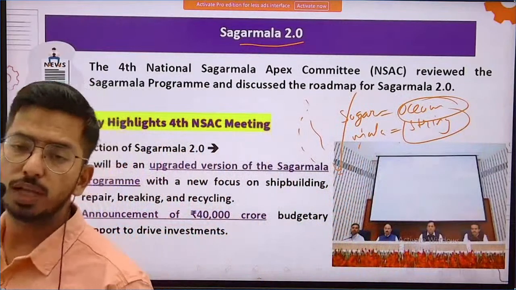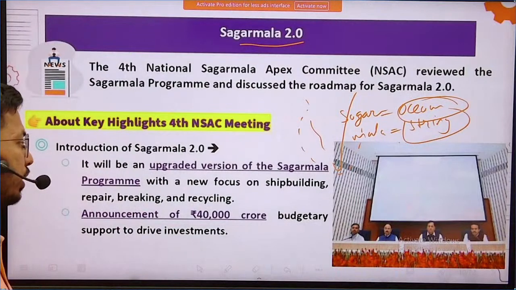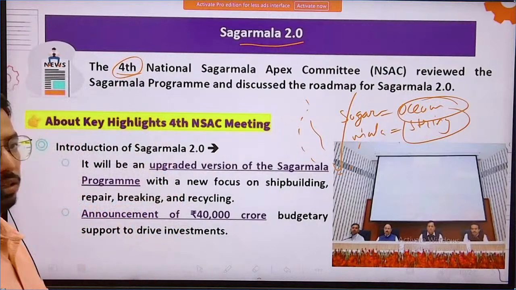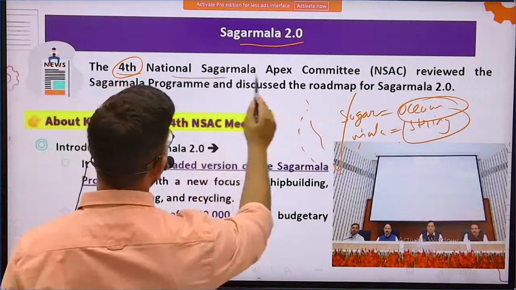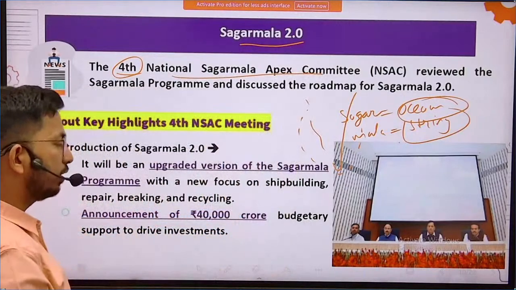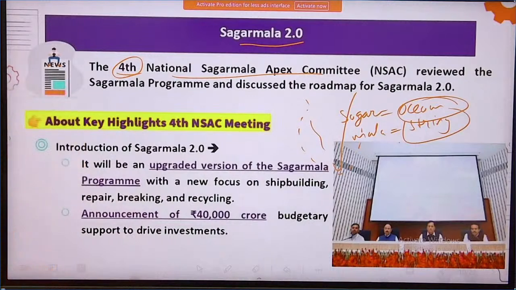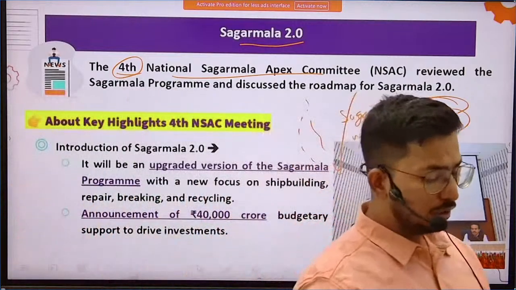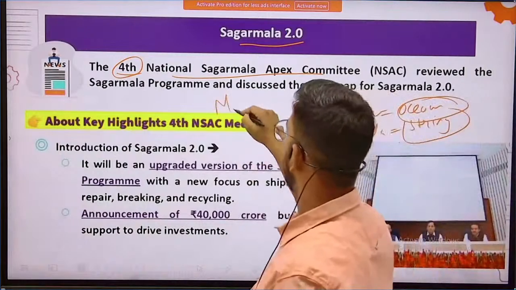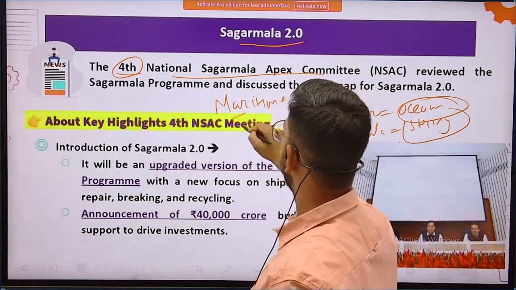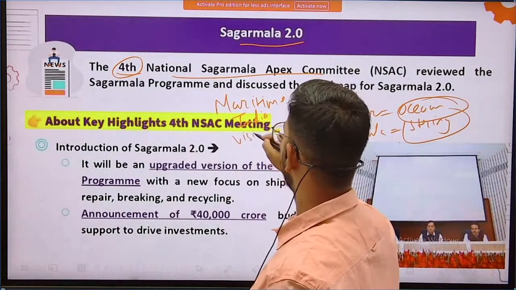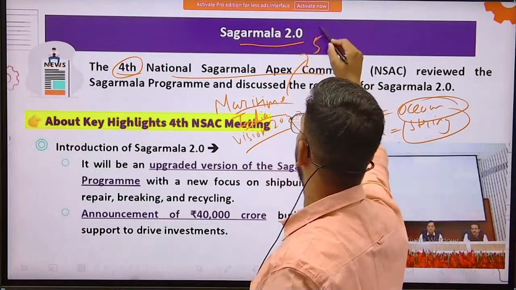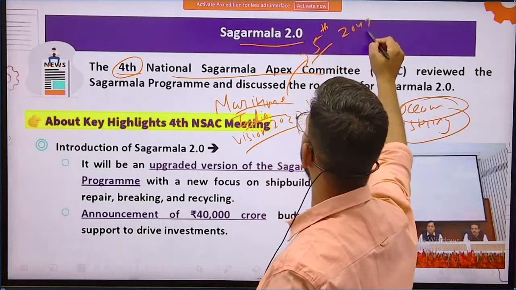So, if you look into the prelims nuances of this particular news, the apex body of this Sagarmala, the National Sagarmala Apex Committee, has revised the program, and they are looking for discussions on what further upgrades in institutions we need to do in order to meet the particular goals, the Maritime India Vision 2030. Okay, or making India amongst the top 5 blue economies by 2047. Getting it?